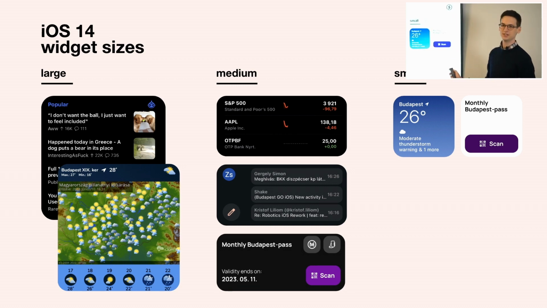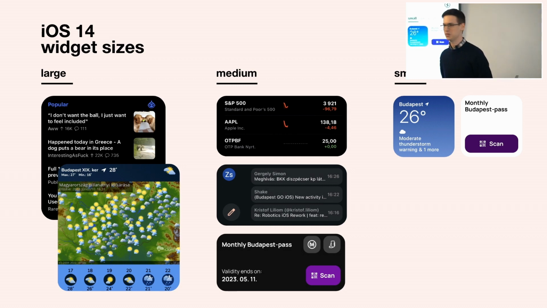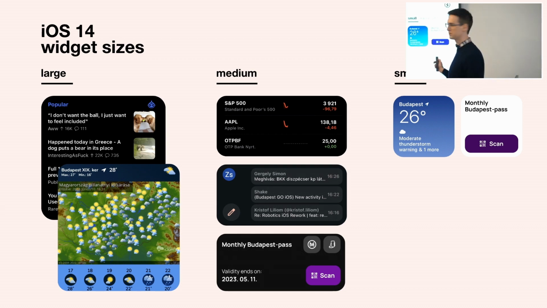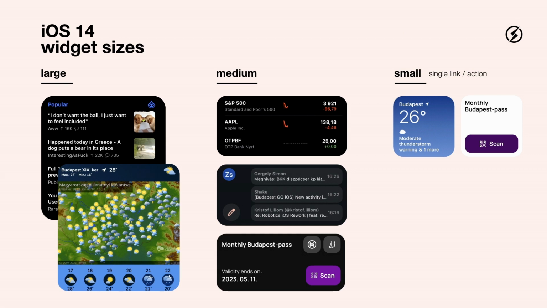And on the right side, you see the official weather widget and a prototype Budapest Go widget that did not go into production. So that's just a fancy little widget. We can take a look.